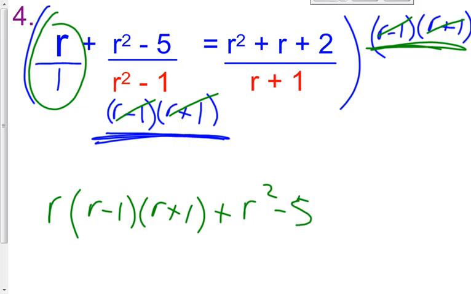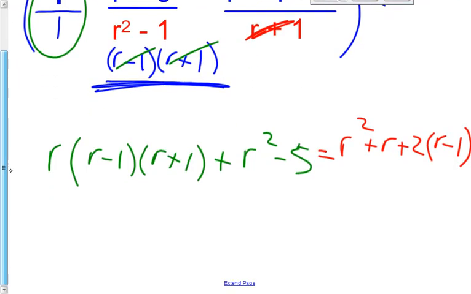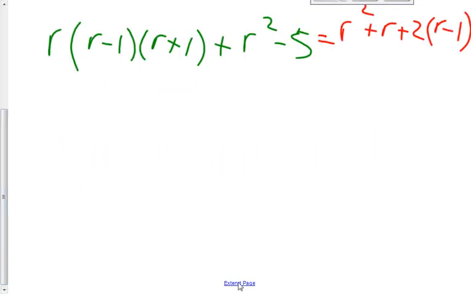And then for our third term, which is the term that's on the right side of our equation, the r plus 1's cancel, but the r minus 1 stays. So you have r squared plus an r plus 2 times the quantity r minus 1. Alright, your denominator is gone, but you still have quite a mess up here. So let's clean things up a little bit.